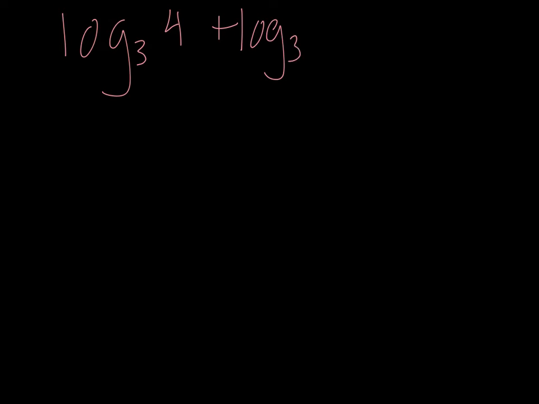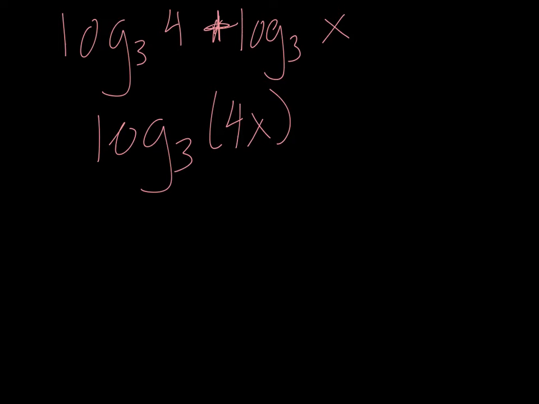Reviewing some log properties. Let's say I have log base 3 of 4 plus log base 3 of x. How do I write this as one single log? Because it's adding, log base 3 doesn't change, and this becomes 4x. If it's adding, you multiply.